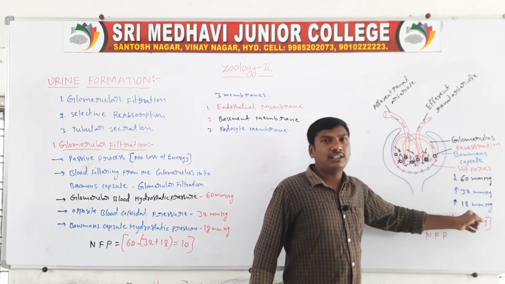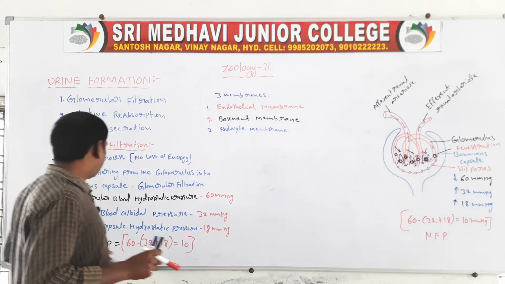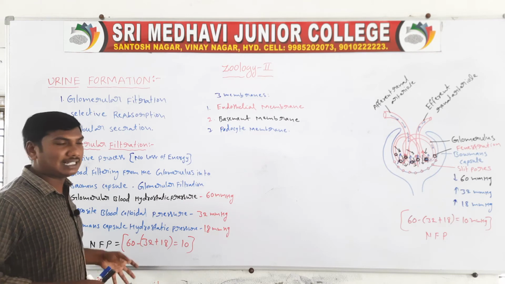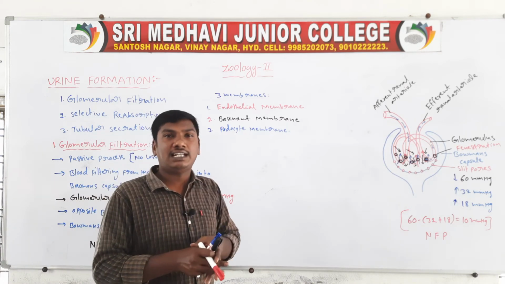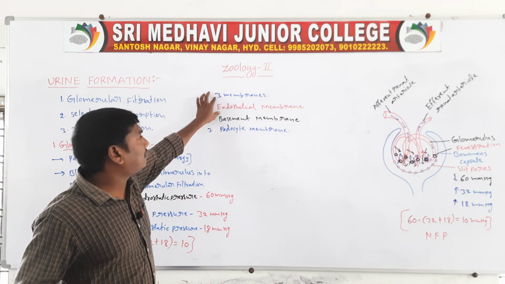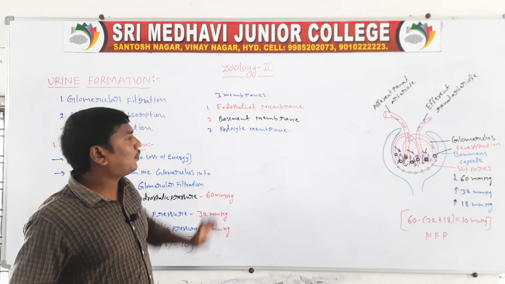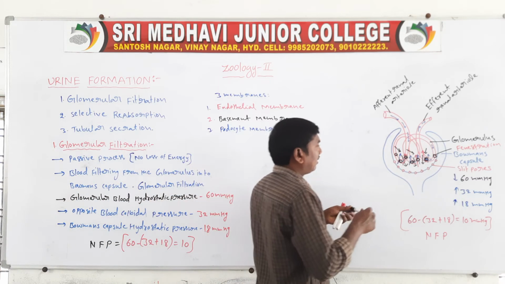60 minus 50, so 10 mmHg. This 10 mmHg is the net filtration pressure. With this net filtration pressure, blood is filtered through the three membranes: the endothelial membrane, the basement membrane, and the podocyte membranes.